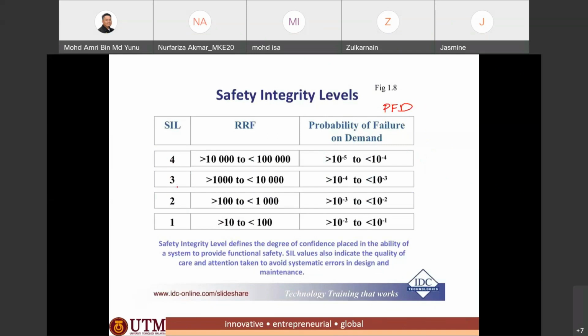So if the safety instrumented level that we identify is, for example, 4, it means that we must use elements that have a very low level of PFD, at 0.0001, for example.